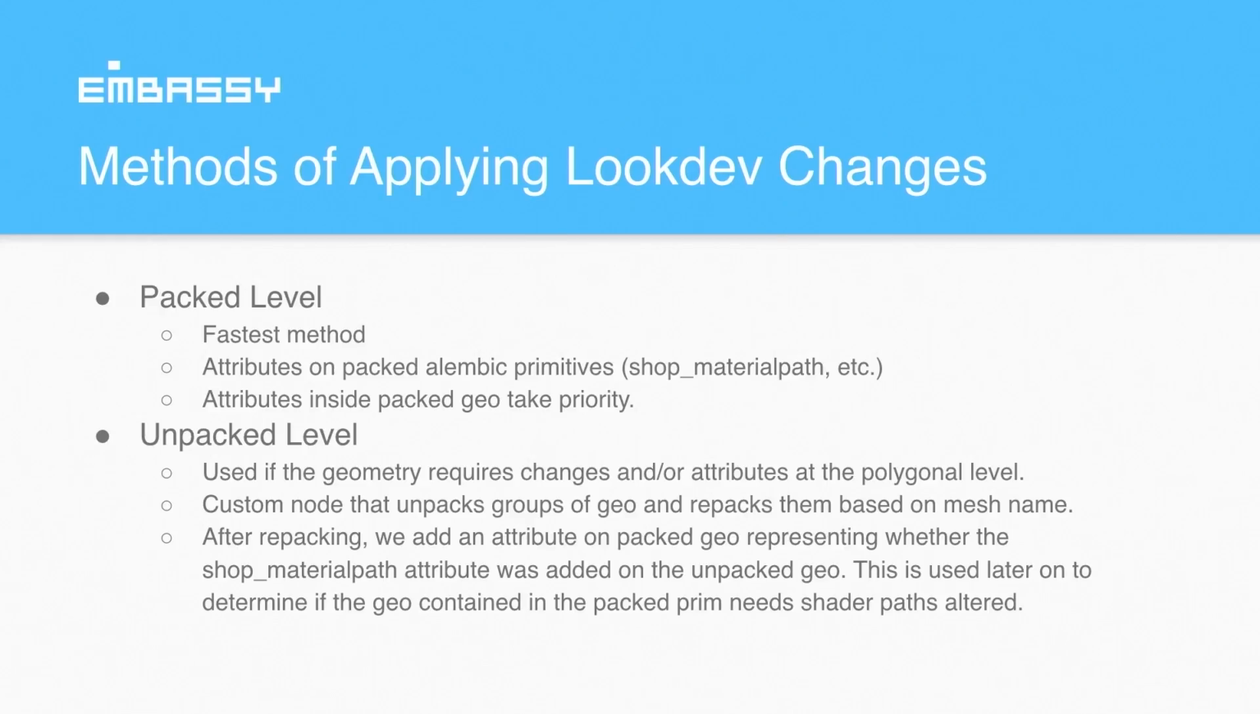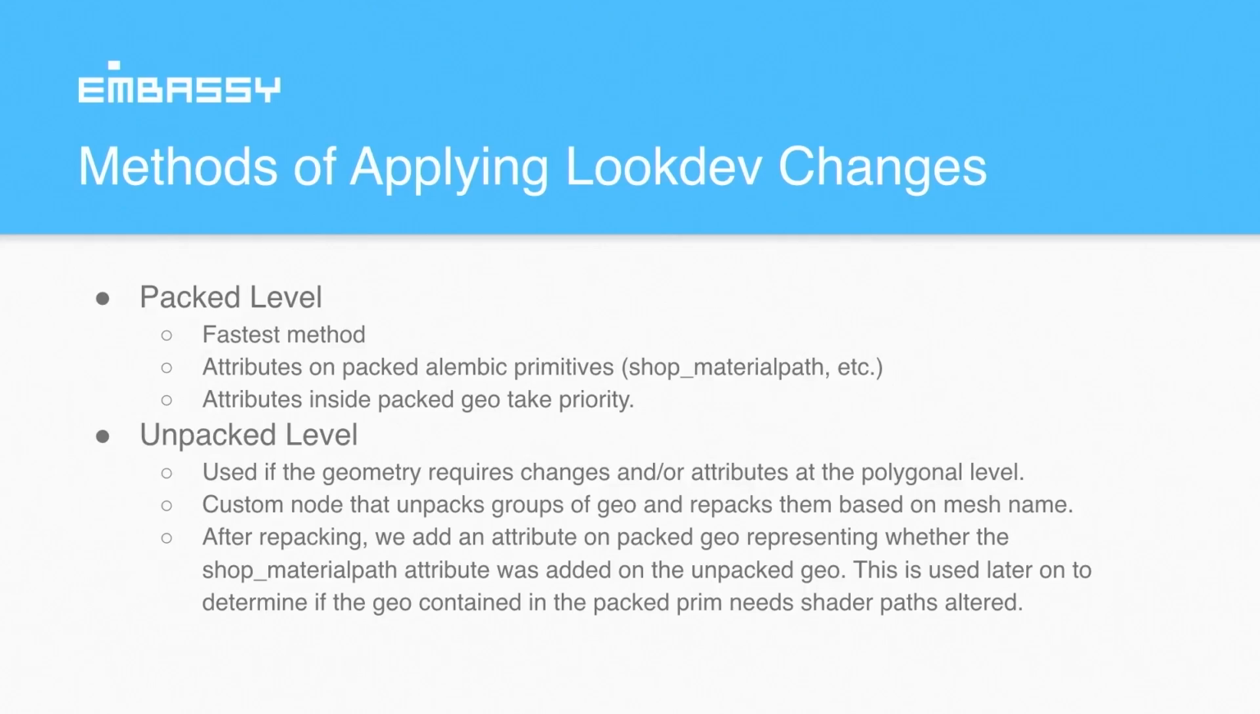Methods of applying the LookDev changes. Most of the time we work at the packed level, since each geometry piece is usually getting the same material. It depends. We just assign the materials directly to the packed prims. This is the fastest method. Just the shot material path, and you could set any other attributes that you may need for randomization or anything like that on these packed things.